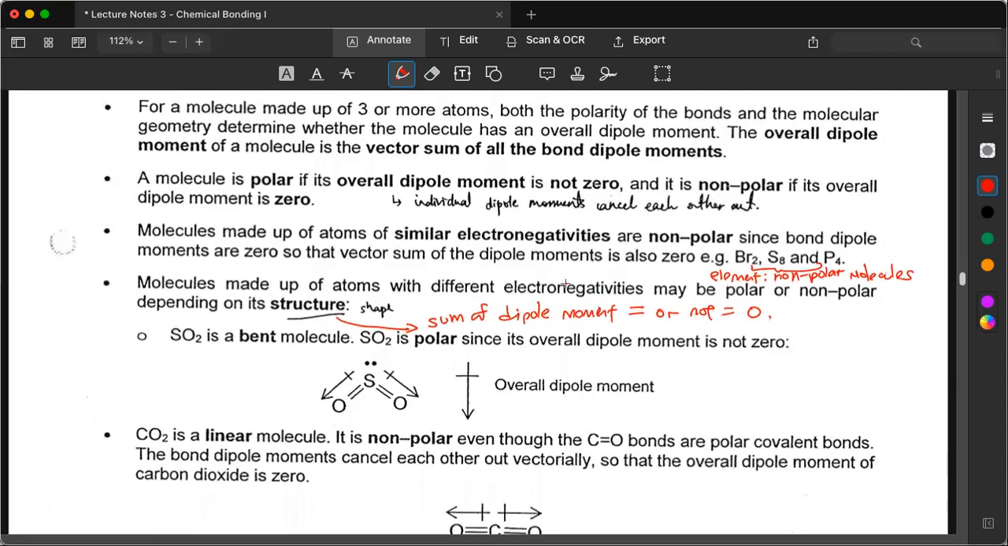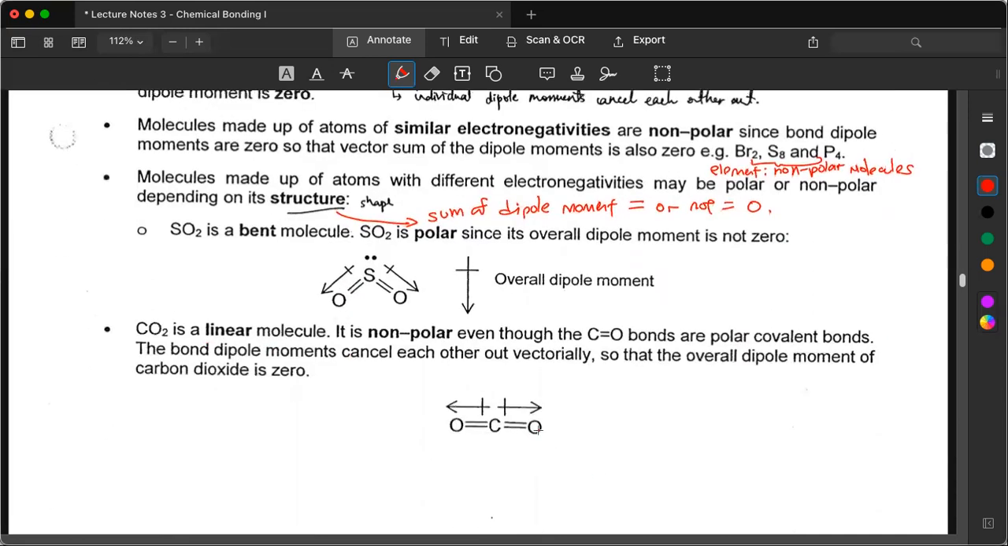Now, SO2 is a bent molecule, and there is an overall dipole moment. Because the dipole moment is not 0, this is a polar molecule. But if you look at CO2, it's a linear molecule. It's non-polar. Why? Because although the C=O bonds are polar covalent bonds due to different electronegativity of the two atoms, the bond dipole moments cancel each other out vectorially. So the overall dipole moment of carbon dioxide is 0.